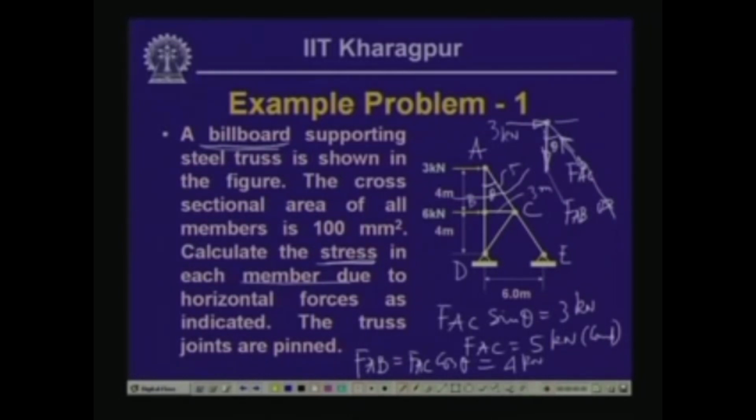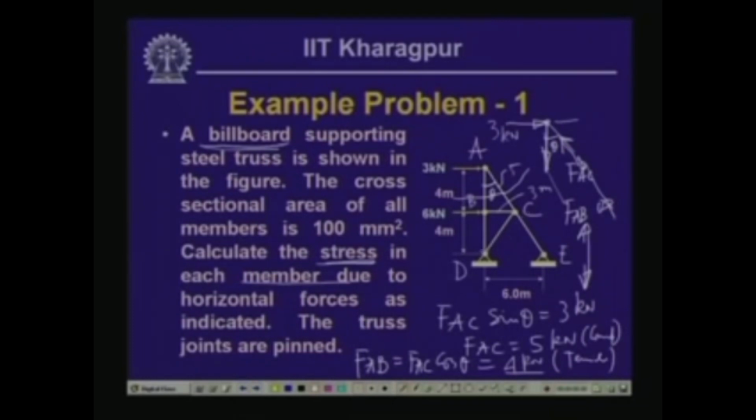Member AB, in the joint we have a force direction in this. So, in the member the force is in this direction, and thereby the member AB is under tension, and this is a tensile force. So, member AC and member AB are subjected to forces of 5 kilonewton and 4 kilonewton. So, 5 kilonewton divided by the cross sectional area of 100 millimeter square will give us the stress in FAC, and correspondingly 4 kilonewton divided by 100 millimeter square will give me the stress in FAB.